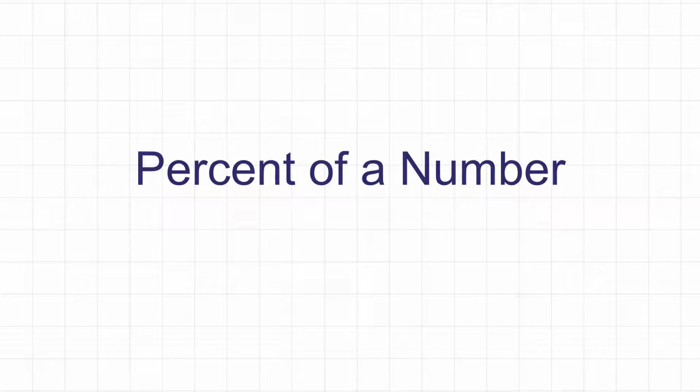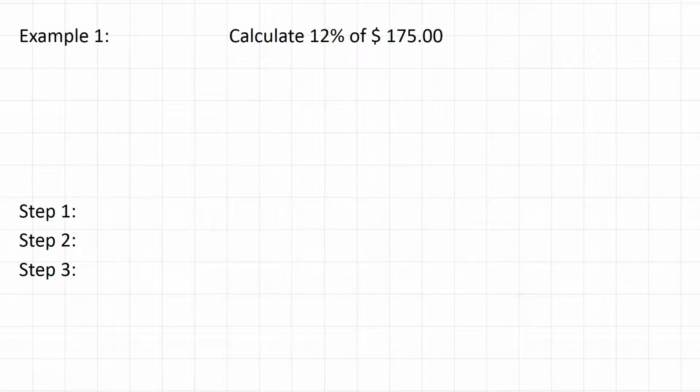There are some people that earn part of their wage through commission, and in order to be able to do the calculations with commission, we need to do some practicing of what it is to calculate the percent of a number. So 12% of $175. In other words, we're going to calculate the taxes on a $175 item in British Columbia. So 12% means 12 out of 100. That's what this percent symbol means.